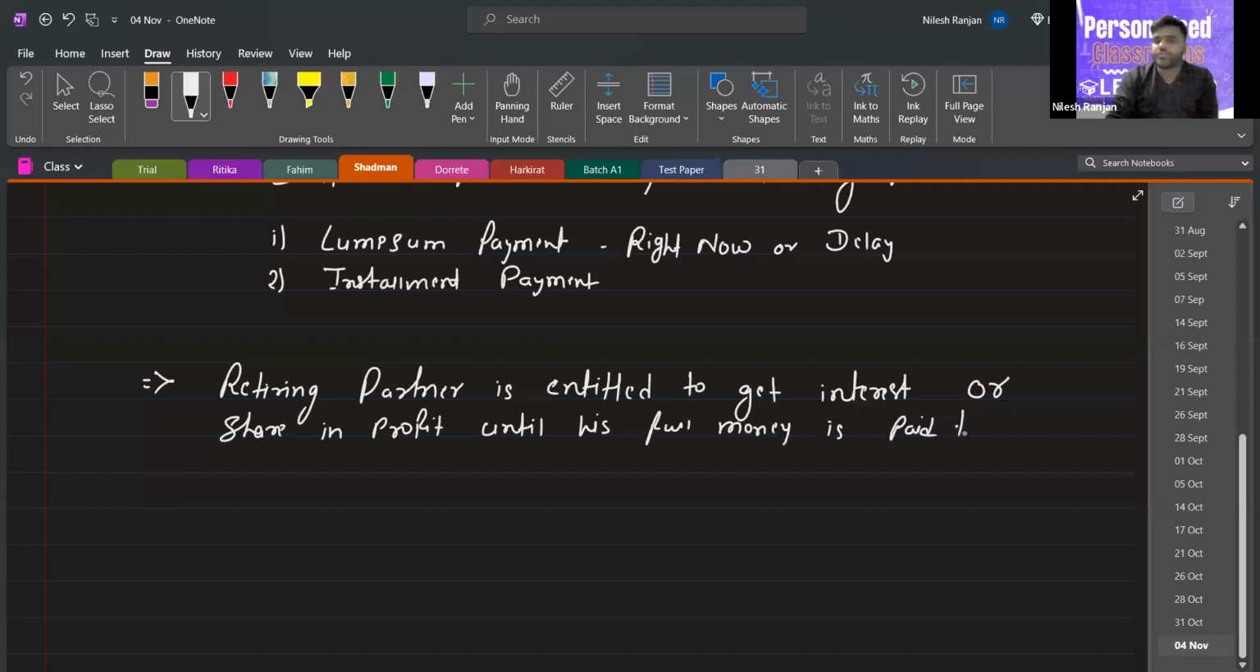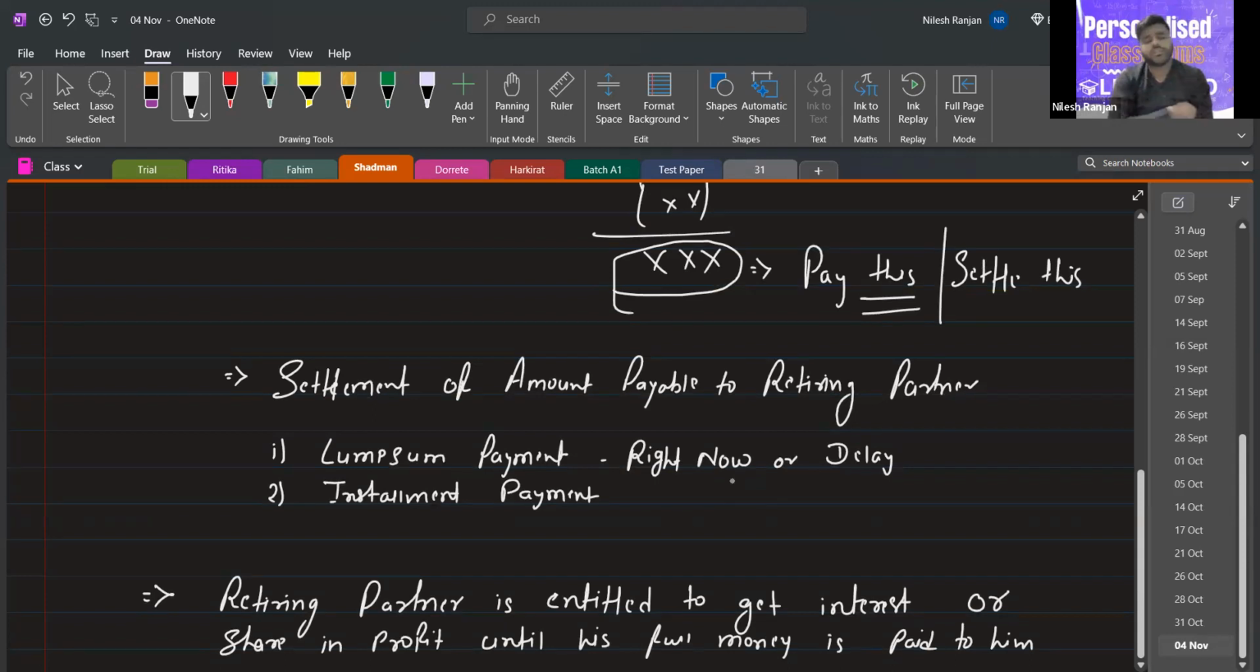Is paid to him. Okay. So if the retiring partner did not receive his money back, then he is entitled to get interest or a share in profit.